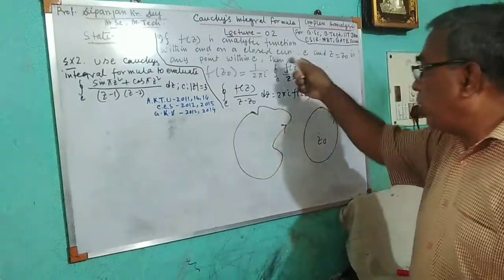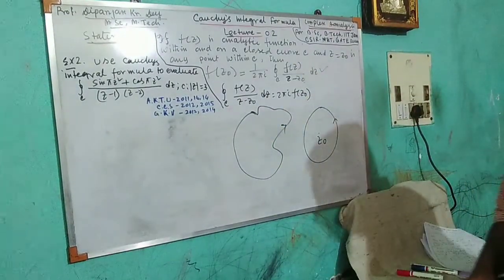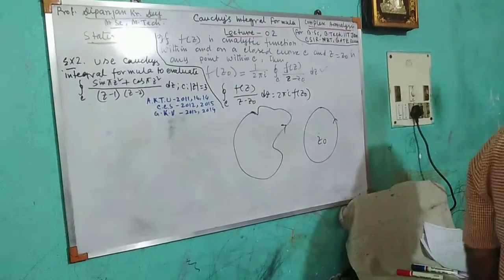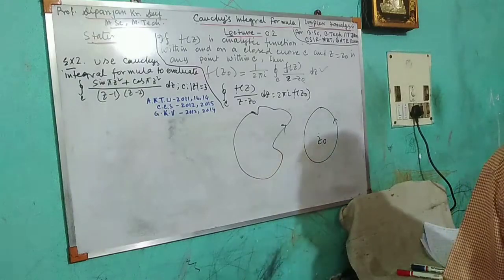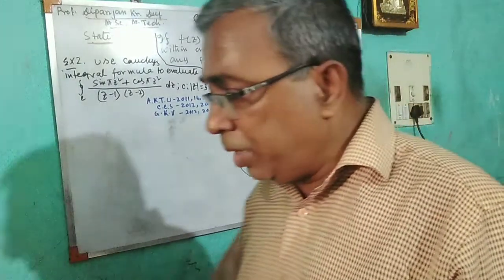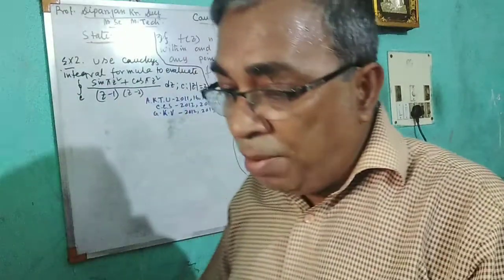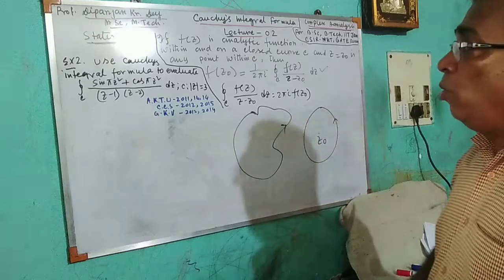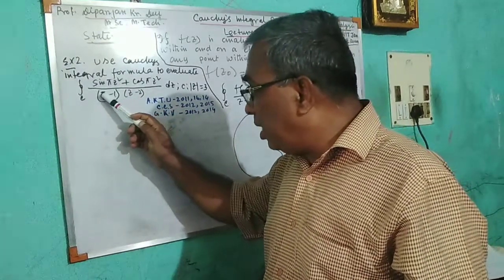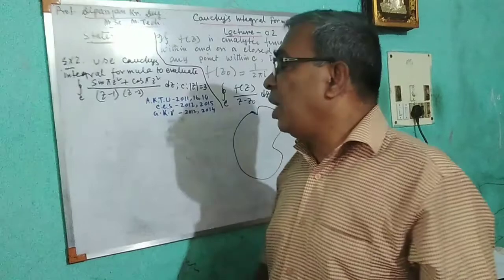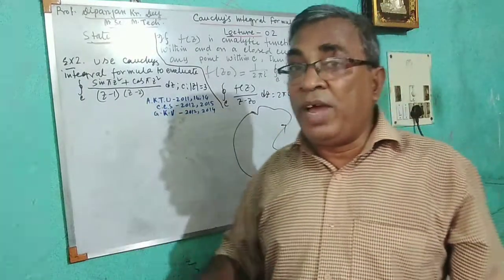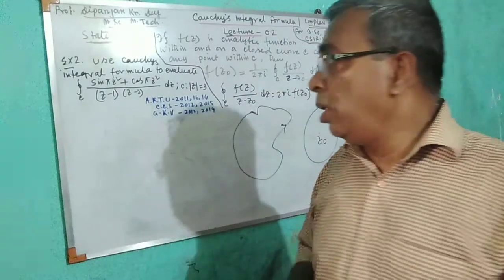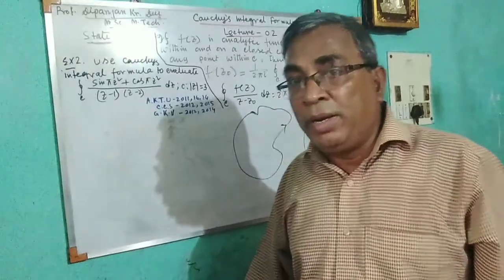Now this is actually a statement. Using this statement, I will do sums. So how to solve this sum? From this sum, you have to find first the singular point. How to get the singular point?